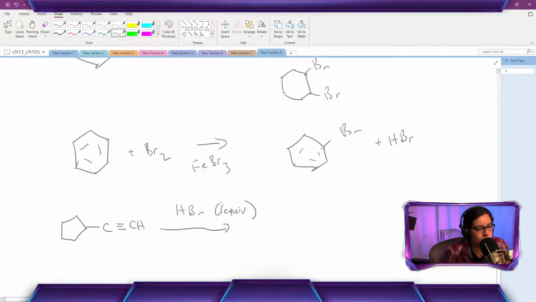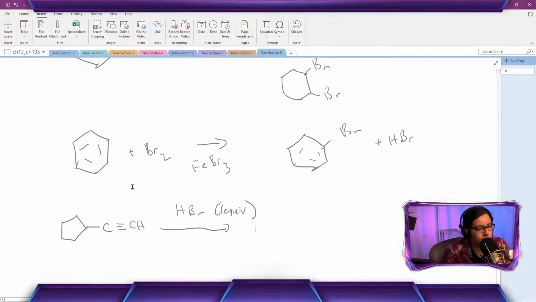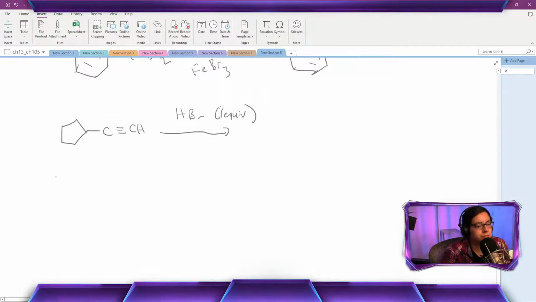We have to decide which carbon here. So it's probably going to add to this carbon. So let's see what's going to happen. Which one's our most stable carbocation? Let me redraw this. So the double bond, or triple bond, excuse me, attacks our hydrogen. So bromine is formed. So now you're asking yourself, well, which one is a more stable carbocation?